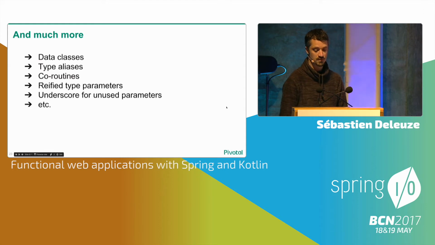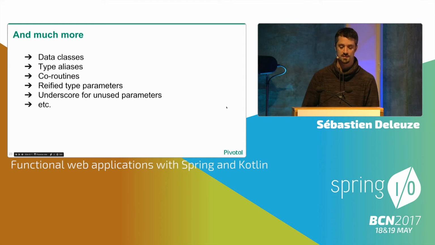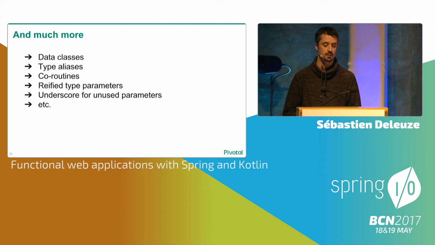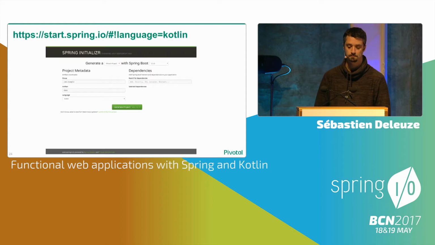There are many more functionalities. We are going to see other functionalities later: data classes, type aliases, coroutines, reified type parameters, underscore for unused parameters. We will see that later.